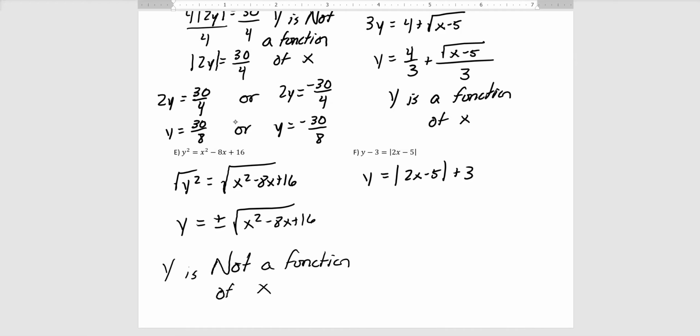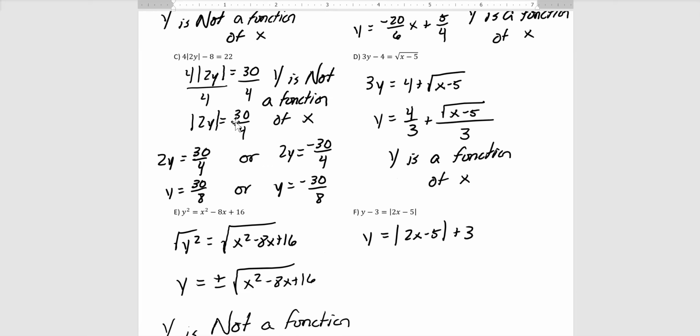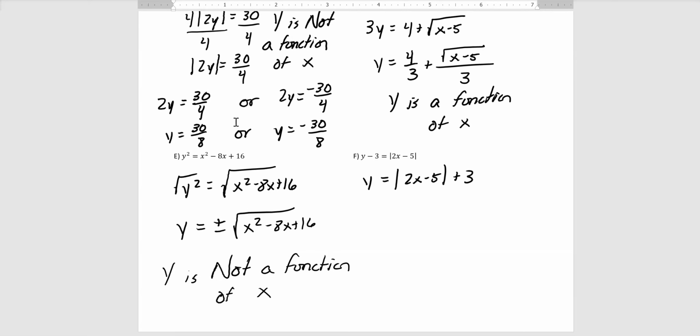So absolute value, think about what we did up here. If y is inside the absolute value, we had to split it to 2. But since x is inside the absolute value, we don't need to create multiple equations or anything like that. If I plug in a value, say 0, I would get the absolute value of 0 minus 5. The absolute value of negative 5 is 5, right? It's not positive 5 and negative 5, it's just 5. So I'm only getting one number out of this, which tells me I only get one output for every one input. So that means that y is a function of x.